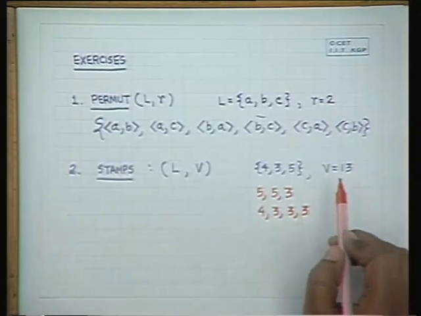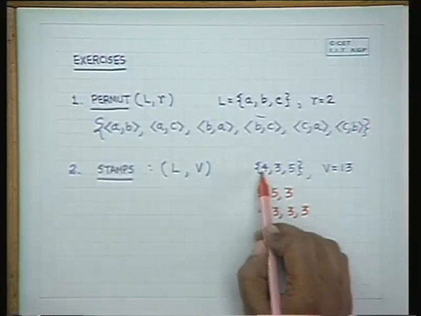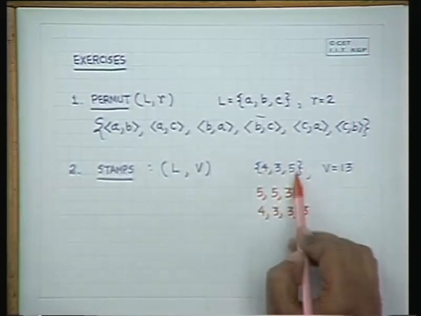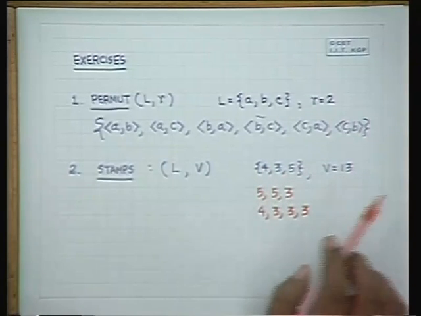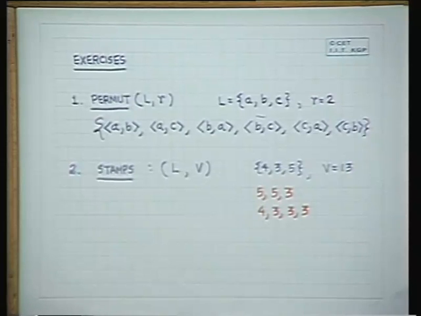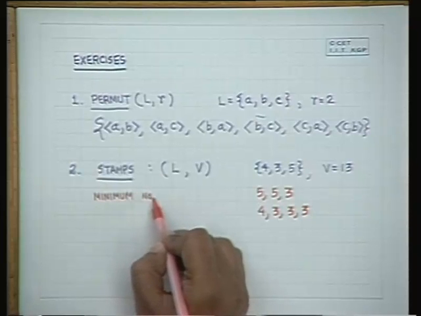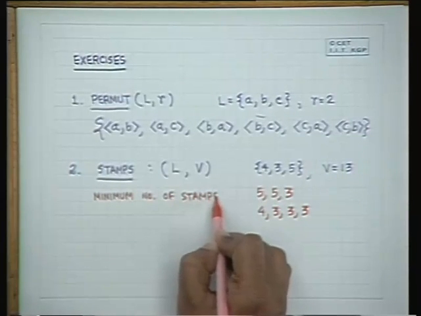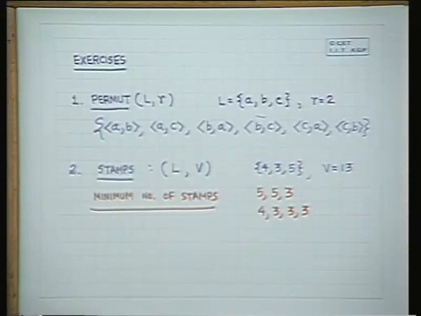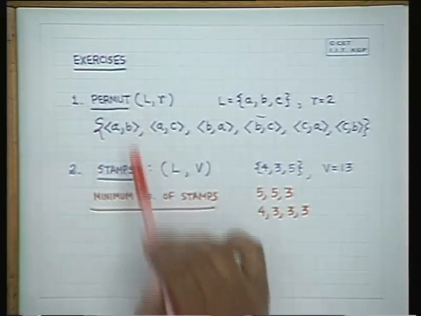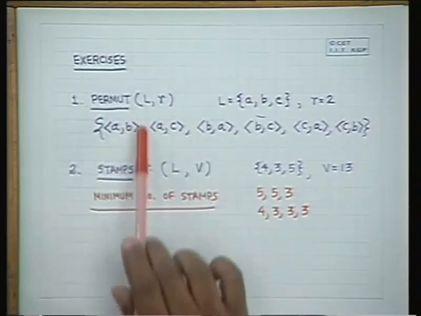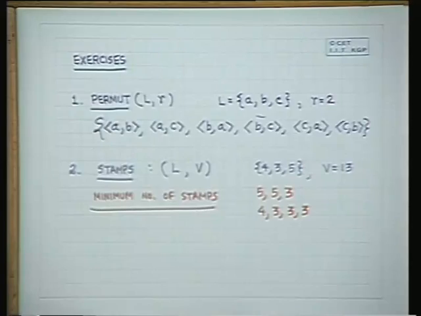Now there may not be a solution also. I may give you such a set and such a V for which there is no solution. In that situation you have to say there is no solution. But the stamps problem does not end in finding any one solution. You have to find that solution with minimum number of stamps. For example, in this one, this will be the solution, not this. So we have got two problems as exercises, and we will discuss solutions to these problems later on. So I request you to try and solve these problems for the next class.